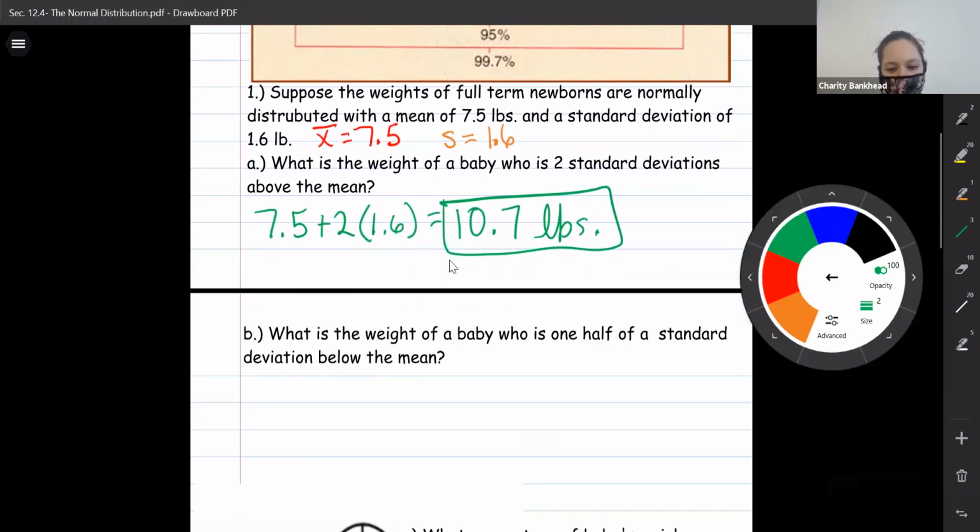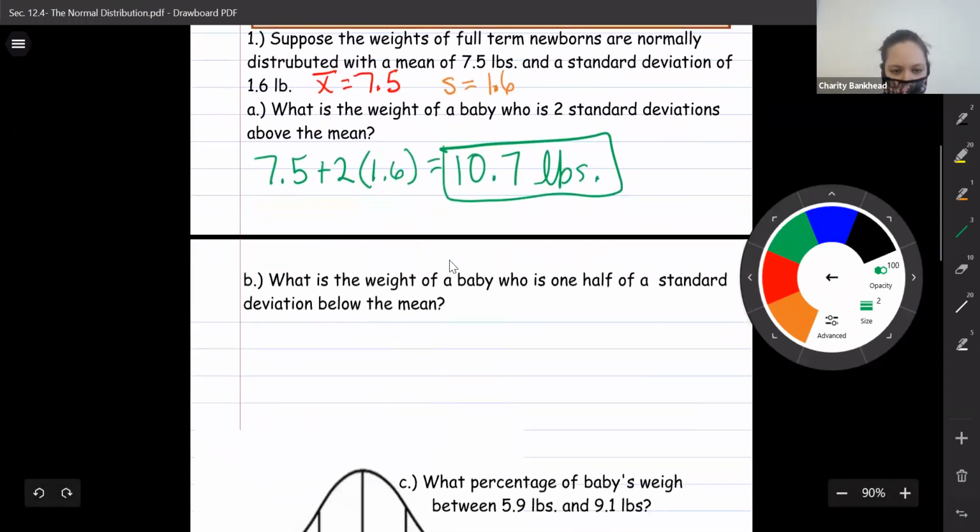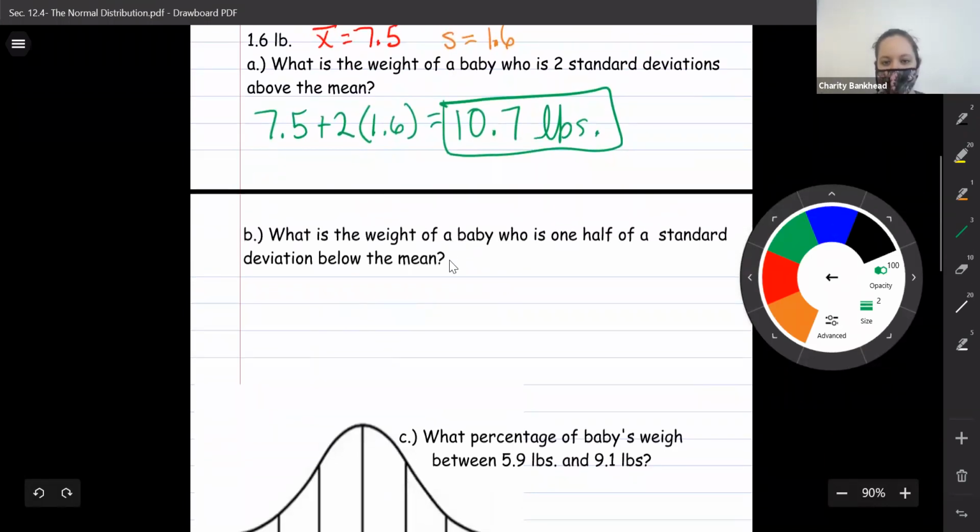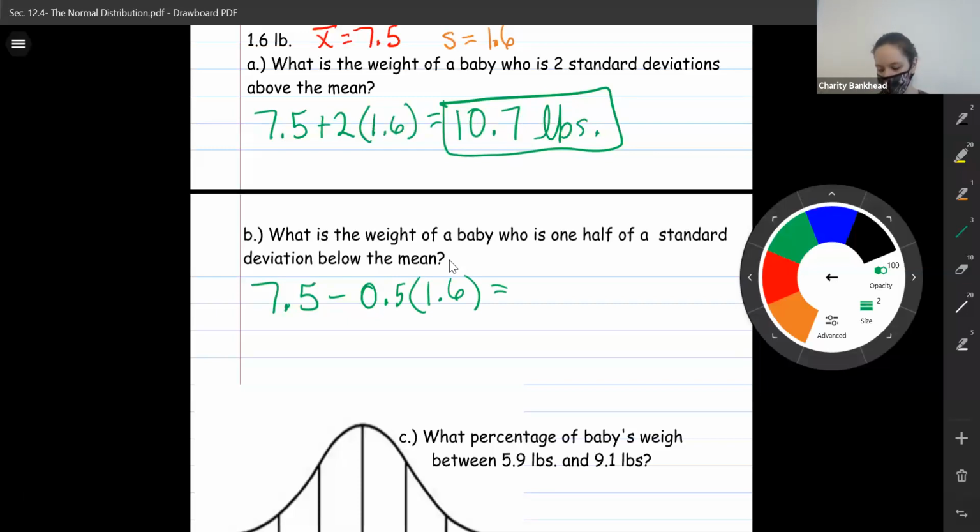And what is the weight of a baby that is 1/2 of a standard deviation below the mean? So the mean minus 1/2 times the standard deviation. So 7.5 minus 0.5 times 1.6 equals 6.7 pounds.